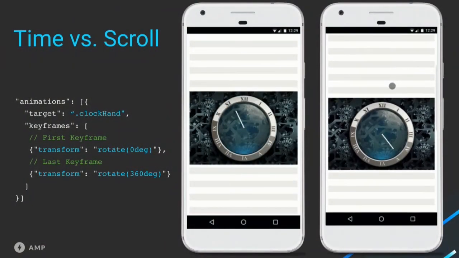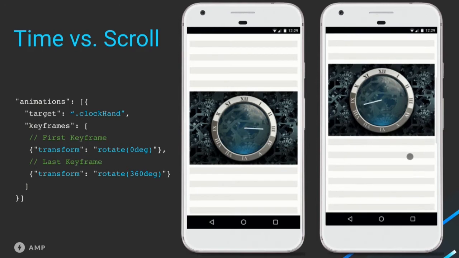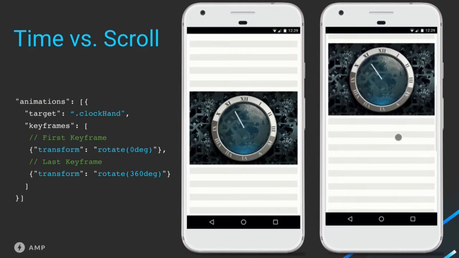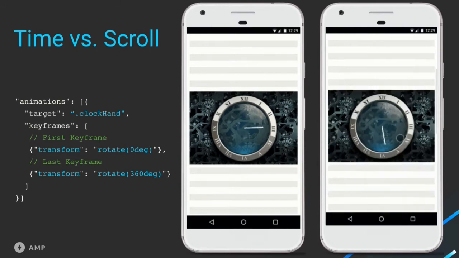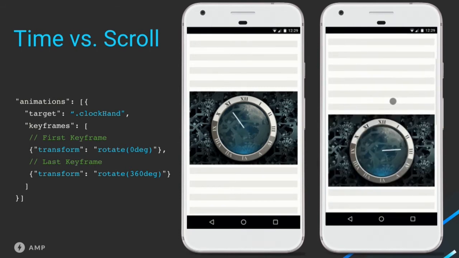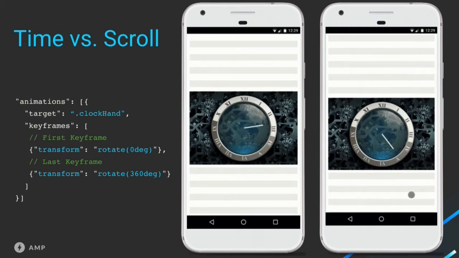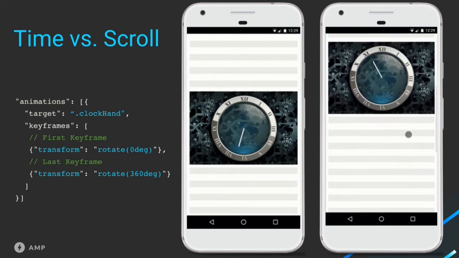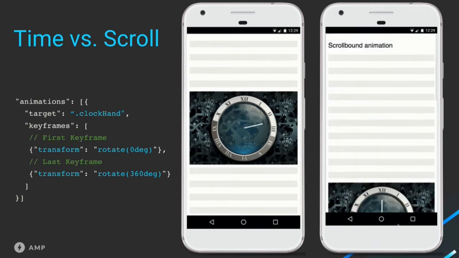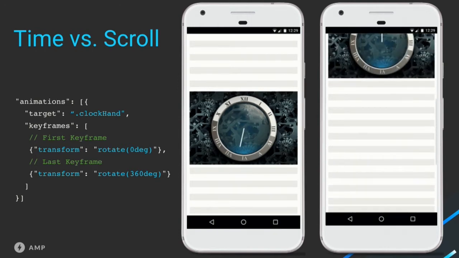Here's what I mean. Here we have 2 examples. They're using the exact same animation code, but they just are ticked differently. The first one goes through its animation timeline with time. That's how animations normally work. The other one goes through its animation timeline as the clock moves across the viewport.